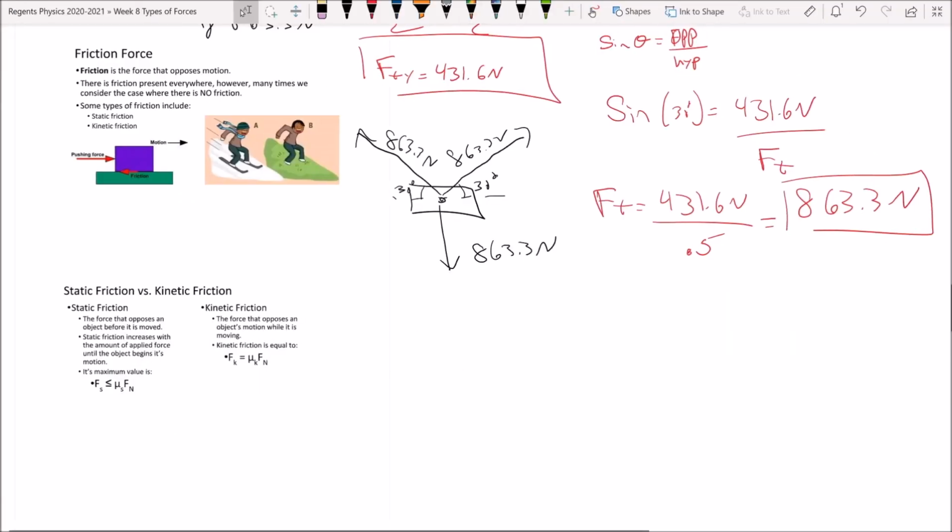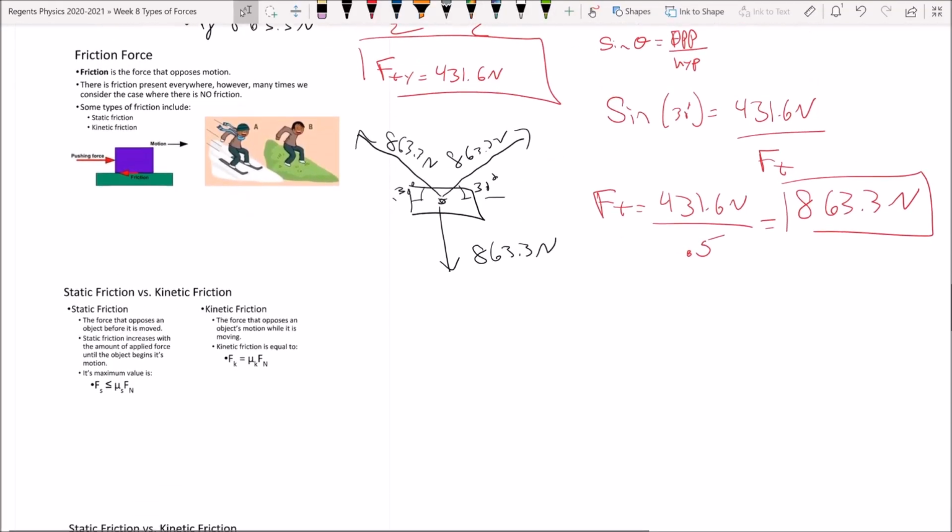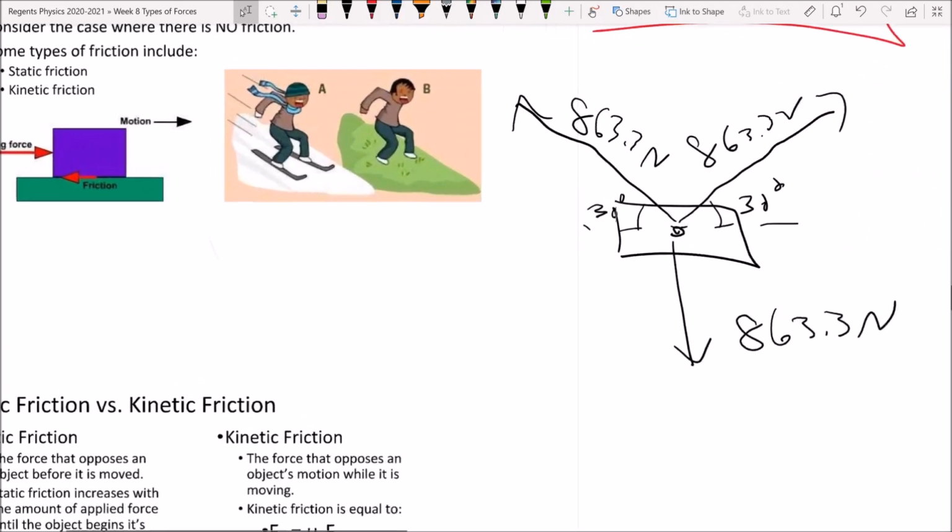Okay, welcome back, students. Here we're going to pick up where we left off by talking about friction. So let me zoom in here on this nice slide.